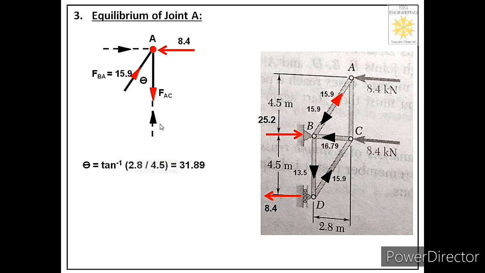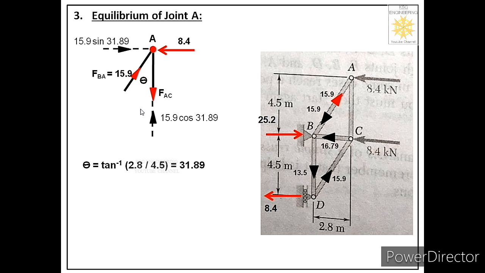Okay, so now we can label the magnitudes of these two components. We have considered the angle of this force with the vertical component, so this component will be the cos component, and the other component will be the sine component. So we'll label this as 15.9 cos 31.89, and this will be 15.9 sin 31.89. So now we are ready with the free body of joint A also.